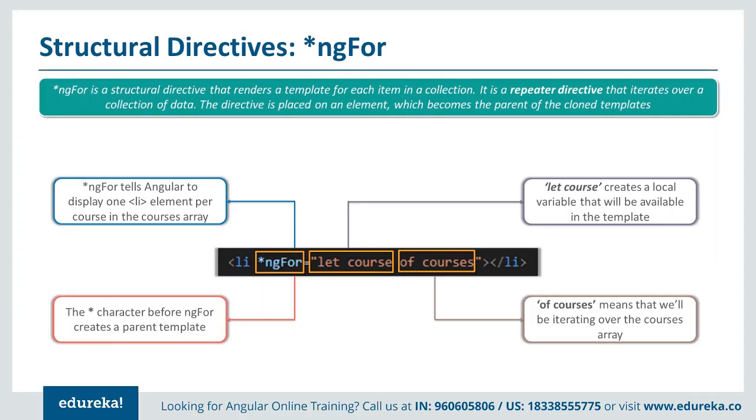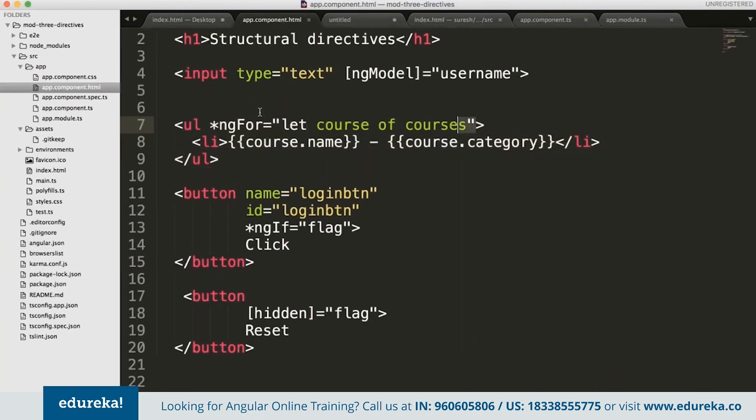ng for is a structural directive that renders a template for each item in the collection. What is a collection? Array, item. It is a repeater directive that iterates over a collection of data. It loops through each item and does what you are instructing. What are you telling in the instructions? The unordered list, whatever you use. I have a list of items. This is how you are instructing the HTML by Angular, making it more dynamic.